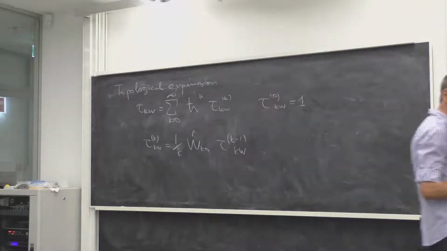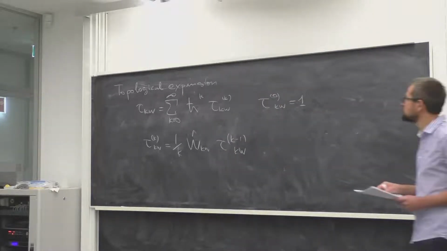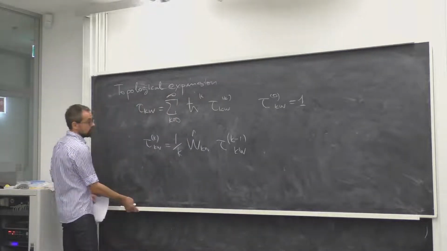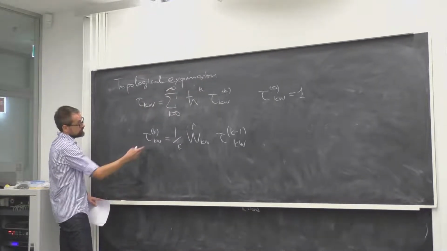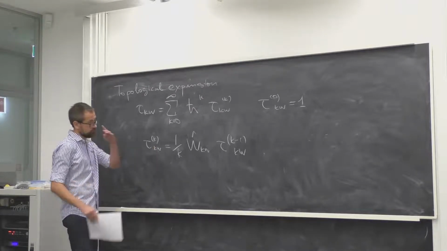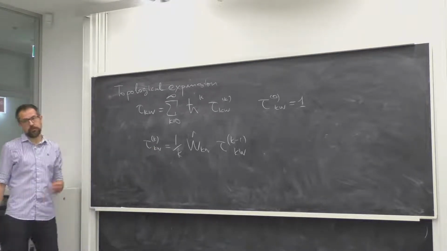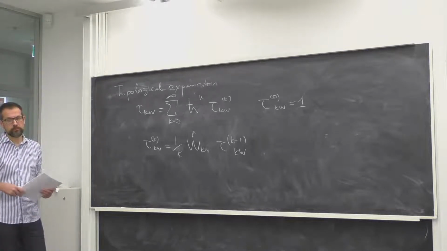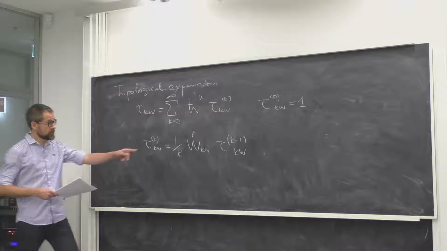Does it have some meaning in terms of integrals? Yes. These coefficients are some combinations of intersection numbers. They are non-connected intersection numbers on the moduli spaces. So these guys are polynomials.